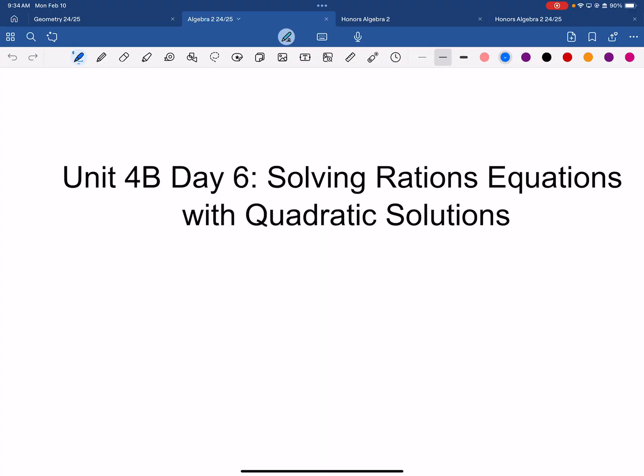Of Unit 4B, again, which is the last unit. Today, we're solving rational equations, just like we did on Friday. It's no different as far as the setup goes. We're still looking for that common denominator. We're still writing one big line.